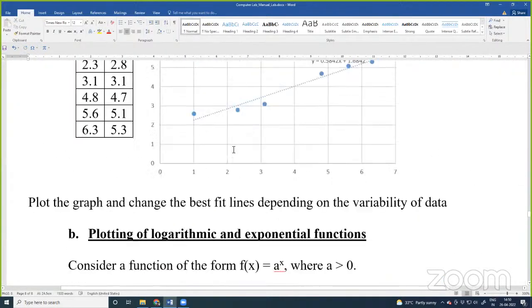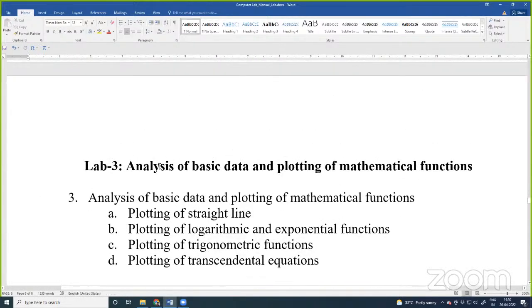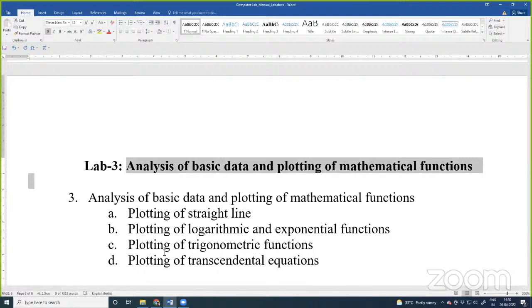If you know all types of analysis, this is good enough for us to estimate the analysis of basic data and plotting of mathematical functions using any of these tools, either Excel in a Windows system, or similar spreadsheets in Linux systems, or other tools like R, or statistical packages like SPSS, or simply plot them on a graph sheet and analyze in all respects. Good. Thank you.